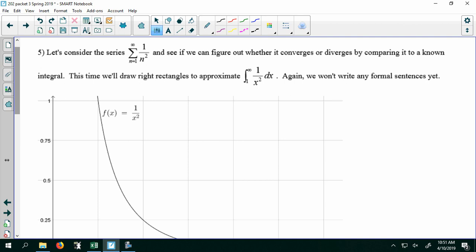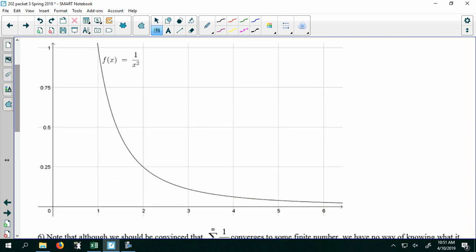I'm going to look at the integral from 1 to infinity of 1 over x squared. This time I'm going to draw right rectangles to approximate that integral. So right rectangles, if I start at 2, there's 1, 2, 3 rectangles. Okay. So the area of this rectangle, its base is 1 and its height is a quarter. So this is 1/4.